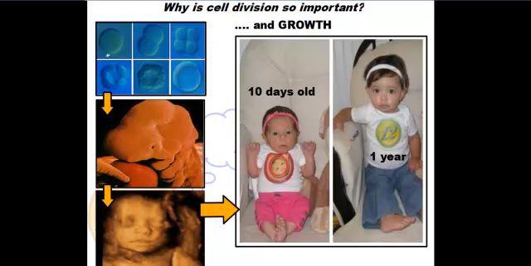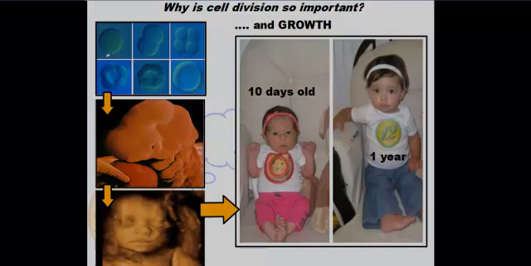So as you can see, there's a stark difference between what she looked like at 10 days and what she looked like at 1 year, because she was growing. The reason why she was growing and continues to grow today is because her body is continually making more cells each and every day. So multicellular organisms use cell division for growth and repair of tissue. Now, how does this all happen? Well, it all happens in a process called the cell cycle. So let's take a look at the cell cycle.